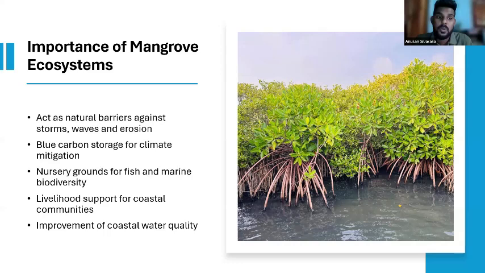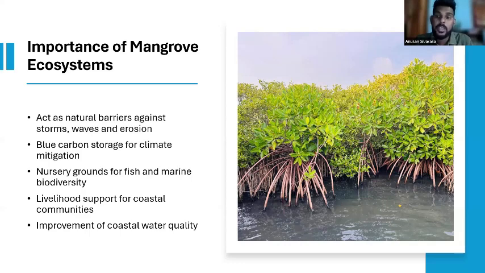As I mentioned earlier, this is a productive fish-breeding ground, so the coastal communities can benefit from this ecosystem. They can get more fish, shrimp, or crab from this area, and they can also directly link their livelihood activities with mangrove parts like leaves, stems, or roots.